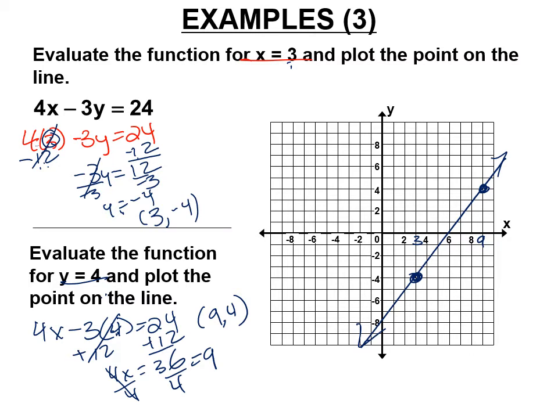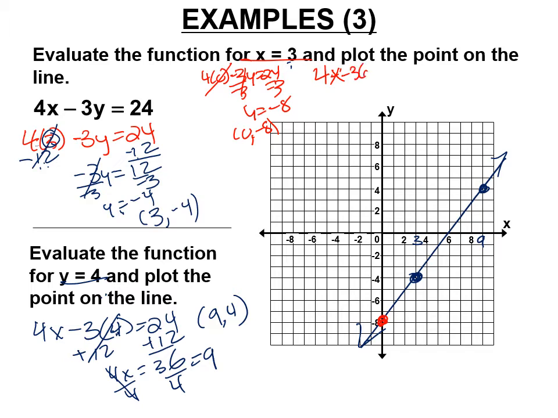But, you know, I'm an expert at that. That still took me way longer than if I just said 4 times 0 minus 3y equals 24, right? Divide both sides by negative 3, y equals negative 8. 0, negative 8 is the y-intercept. Boom. There it is.